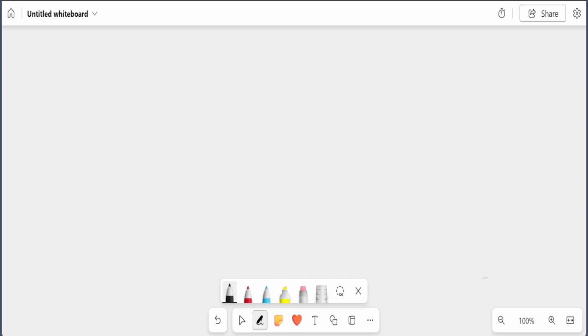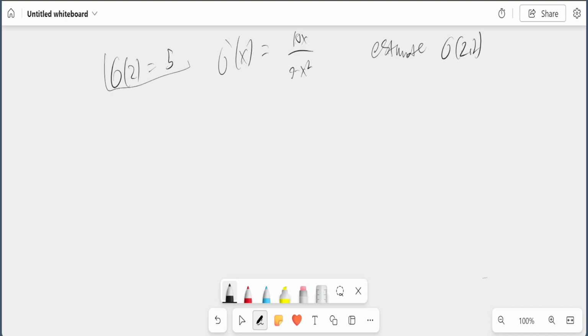So, if g of 2 is equal to 5, and g prime of x is equal to 10x over 9 minus x squared, then estimate g of 2.2. Okay, well, we know g of 2 is equal to 5, right? And we know that g prime of x is equal to this. Now here's the thing. So we have a point (2, 5), right? And the slope of that point.